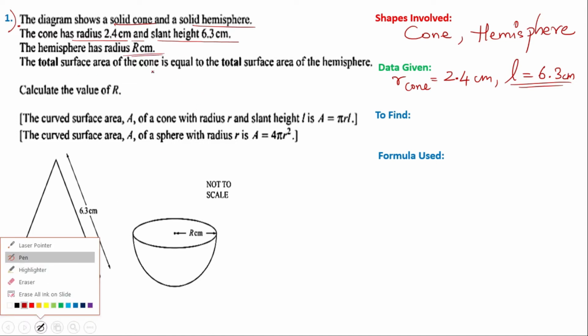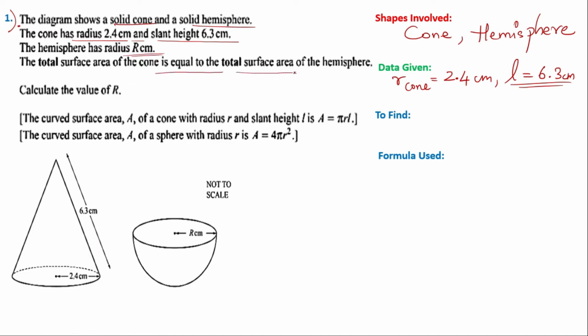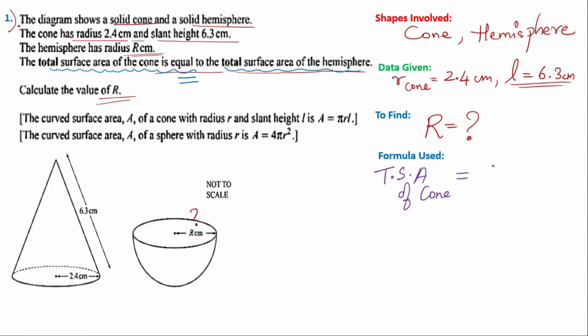The total surface area of the cone is equal to the total surface area of the hemisphere. Calculate the value for R. So you are asked to find R, which is the radius of this hemisphere. The main data given to you to make an equation is that the total surface area of the cone is equal to the total surface area of the hemisphere. So the TSA of the cone is equal to the TSA of the hemisphere.